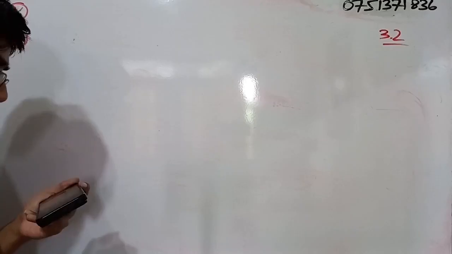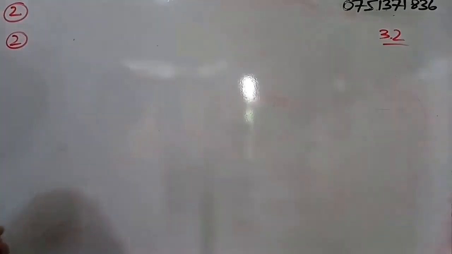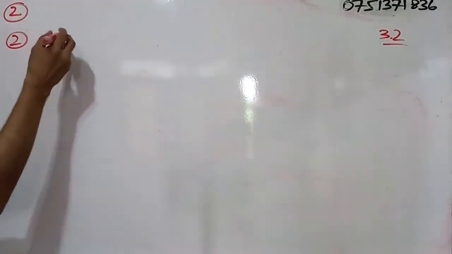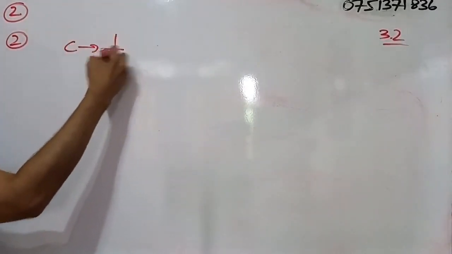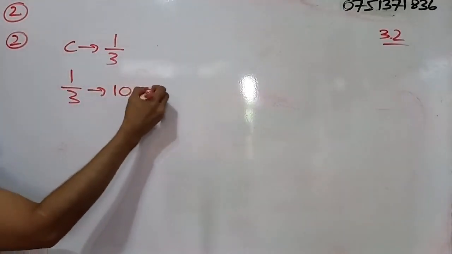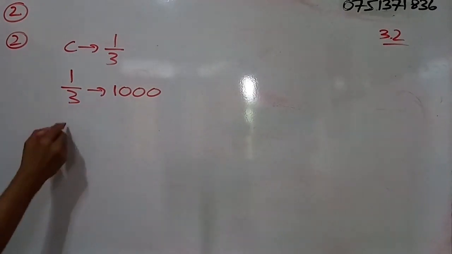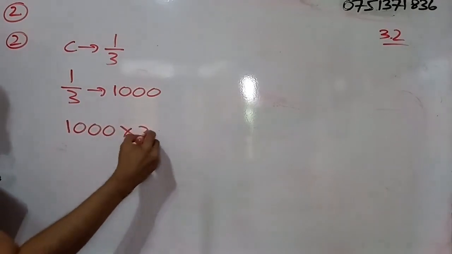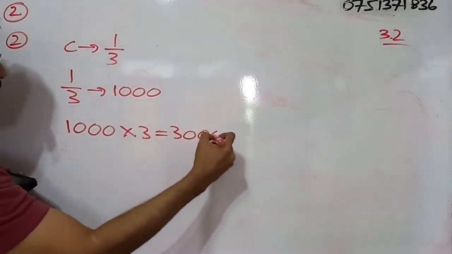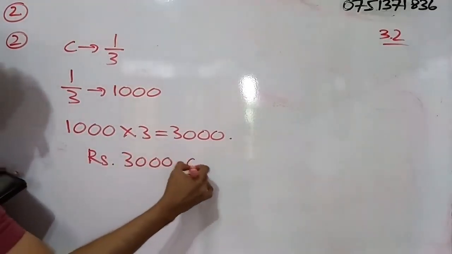Right, third part. If C received 1,000 rupees through the initial distribution, find the total amount that was distributed among the 3. So initially, C received 1/3 as a fraction. So 1/3 is equal to 1,000 rupees. Then what is the total amount? 1,000, we have to multiply that by 3, no? So 3,000 rupees.